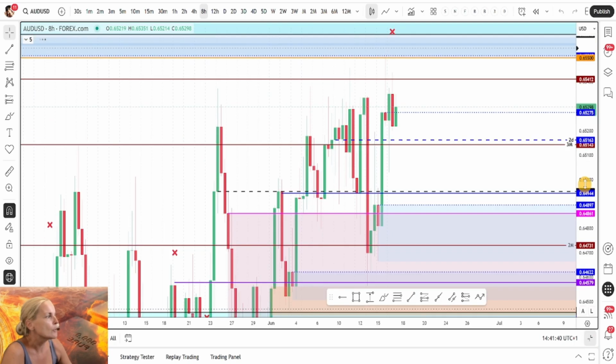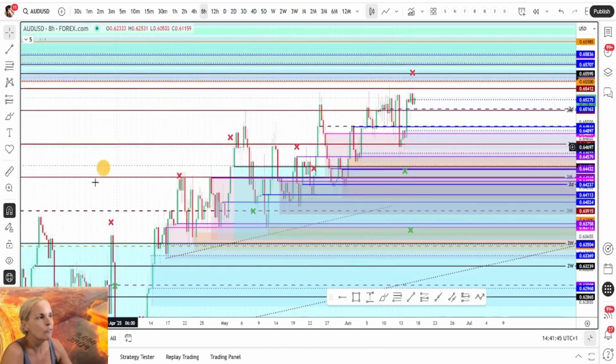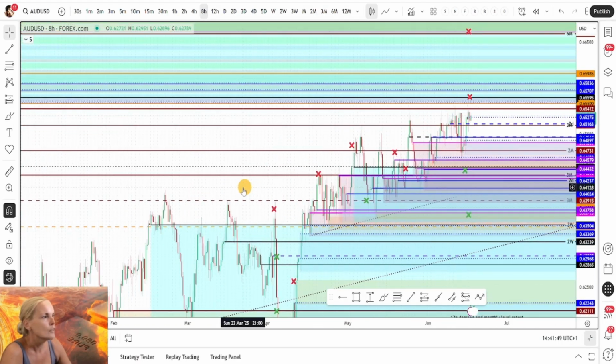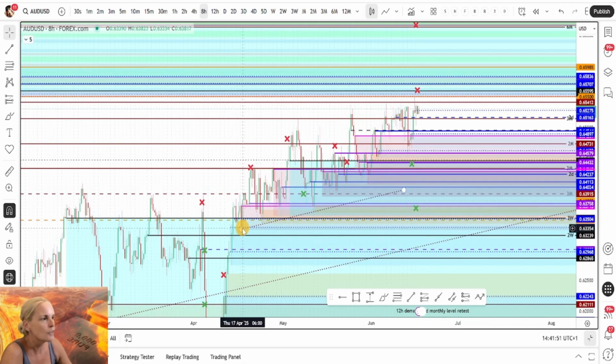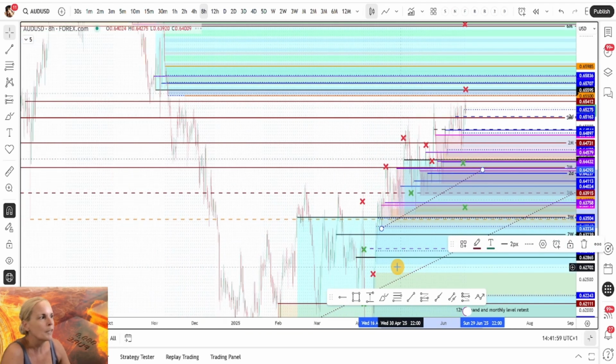So, moving on to the Aussie layout. This is Aussie US. As I said before, we had this slow grind up and this trend line, if you can see it amongst all my colors here. At some point, are we going to come and take out that trend line? And obviously then we're going to blast through all my entries.